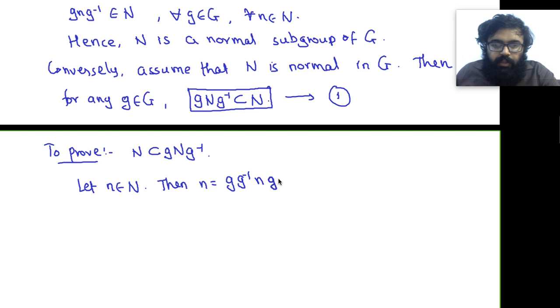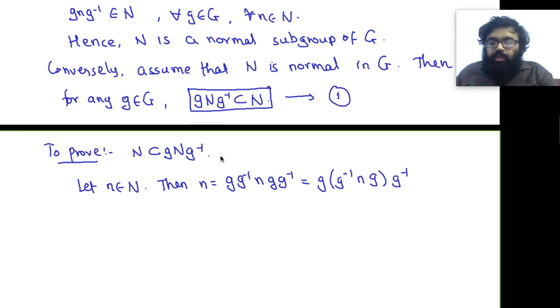Then we have to apply the inverse of g here, so g and g inverse. See, I have written it like this. Now I can write this as g, g inverse, N, and g, g inverse. See, this is an element of something like g, X, g inverse. Whether it belongs to gNg inverse or not, that is the question.